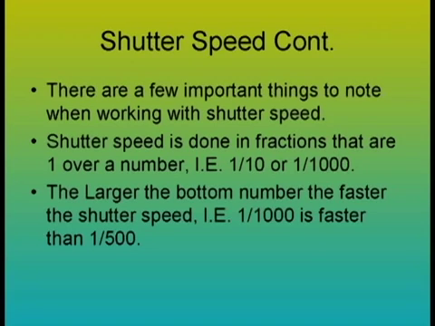There are some important things you need to remember when working with shutter speed. One is that shutter speed is done using fractions, for example 1/10 or 1/1000th. Second, the larger the number on the bottom, the quicker the shutter opens and closes. For example, 1/1000th is faster than 1/500th.